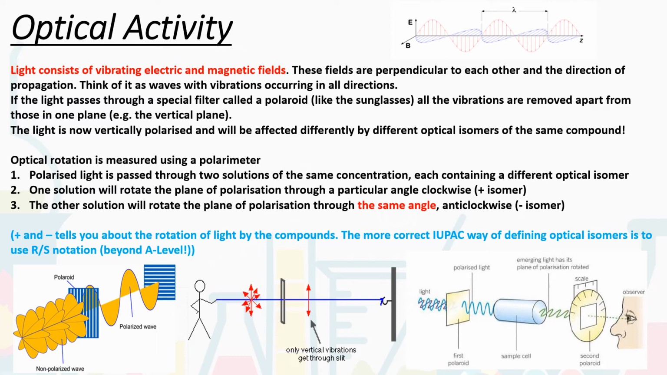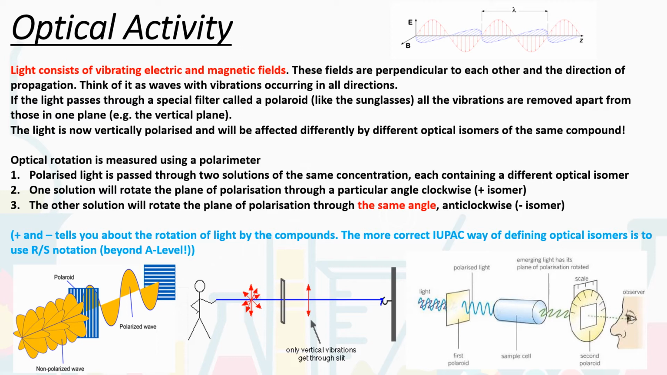And so we measure something called the optical rotation. If we start with completely vertically polarized light, we can actually see which optical isomer we have by shining the light through the isomer that we have. And we'll either see it rotate in one direction or rotate in another direction. We measure it using something called a polarimeter.